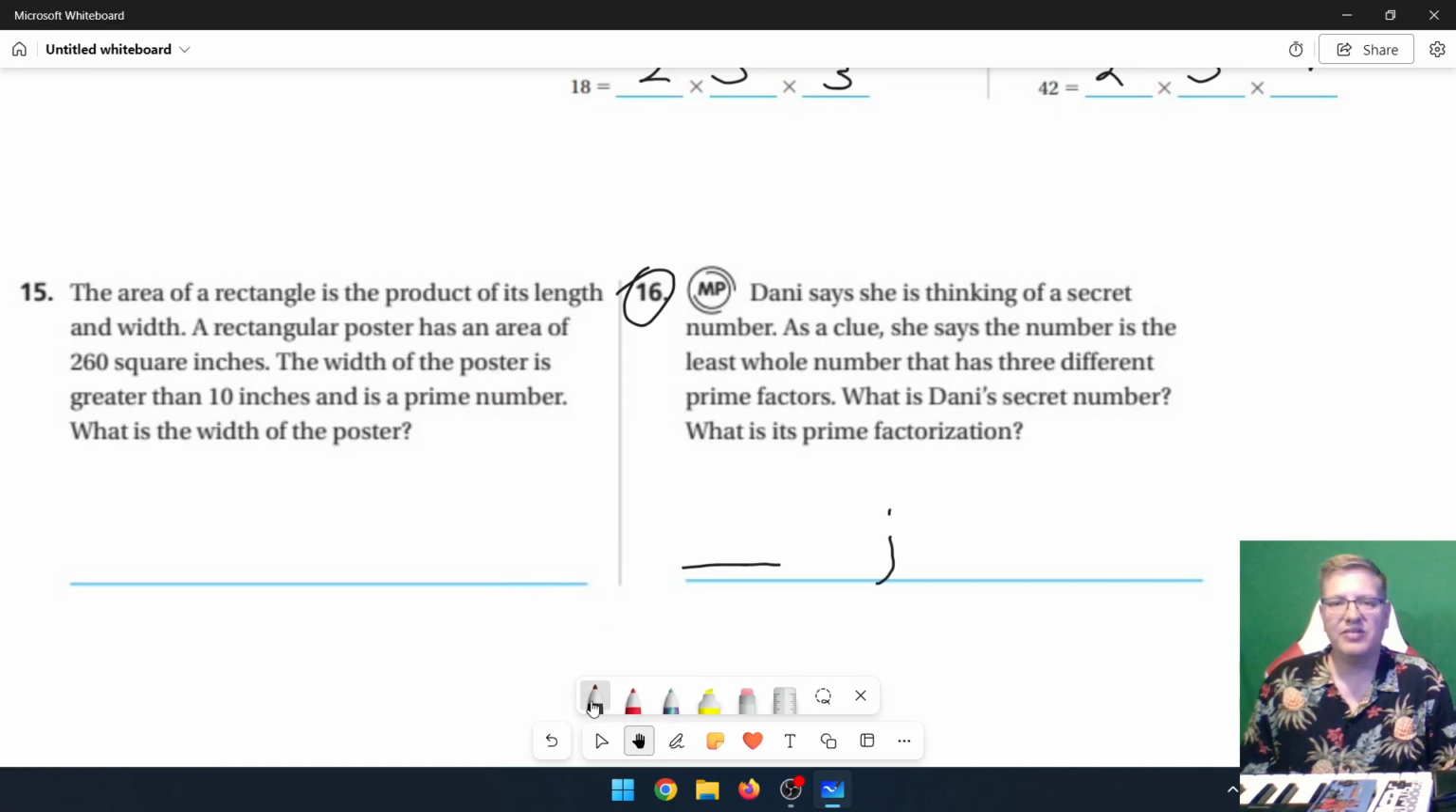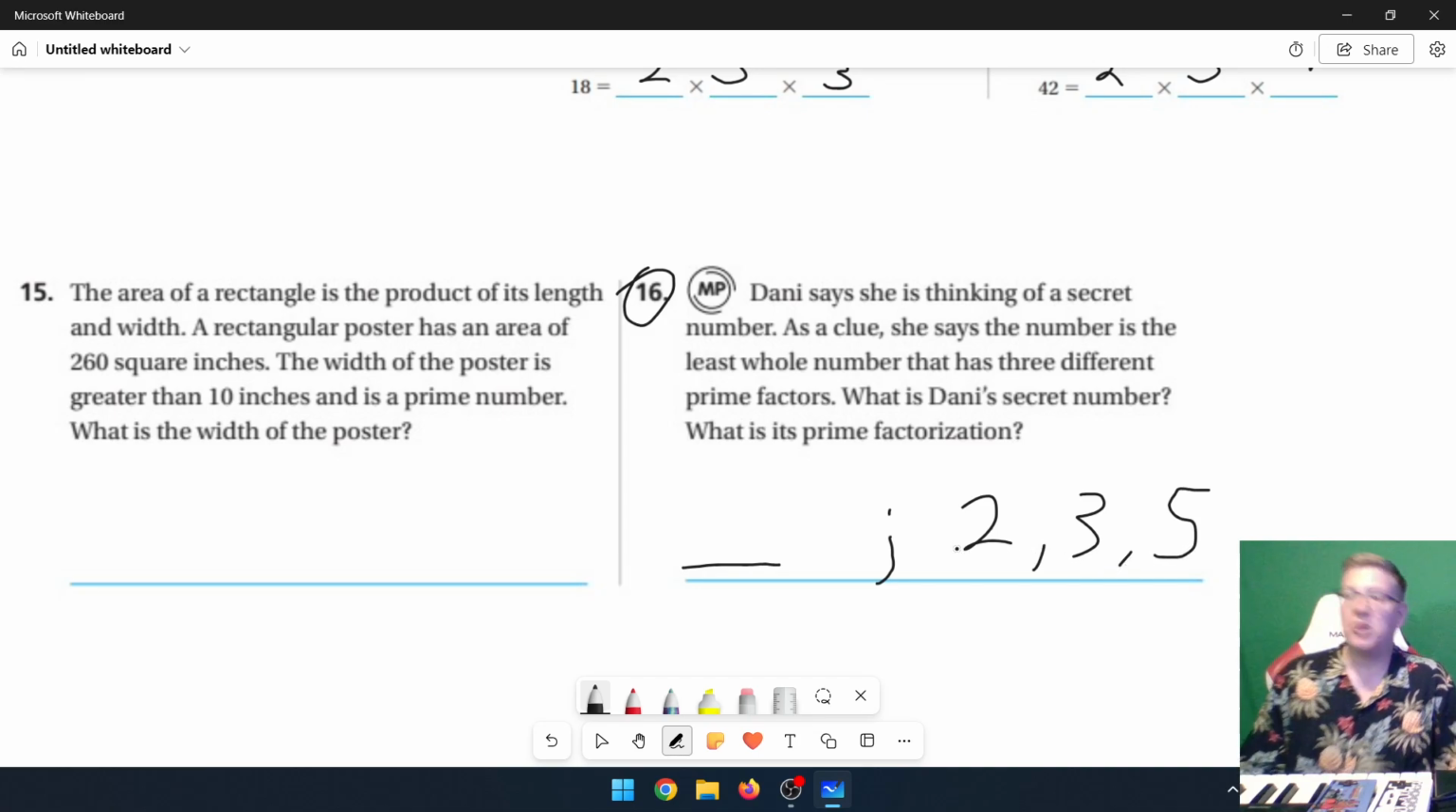I would ask my students to look at that list, come up with our numbers, and I'm going to write out the prime factorization first on this side: 2, 3, and 5. And now I would ask my students to multiply those numbers together. So 2 times 3 makes 6, 6 times 5 makes 30, and that would give us our answer for the other portion of the question.